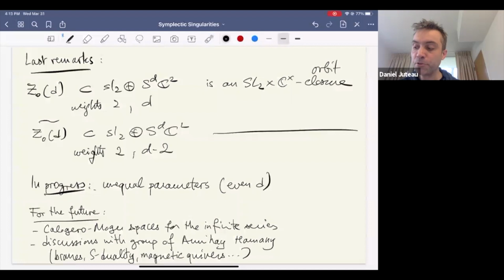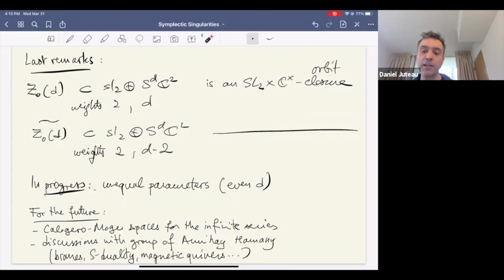Okay, and actually in the blow up, now you have different weights. Now you have 2 and D minus 2. But you can still describe this new singularity with an SL2 times C star orbit closure. And so now we are thinking about what happens with unequal parameters. So for now, we are looking at the blow up side.